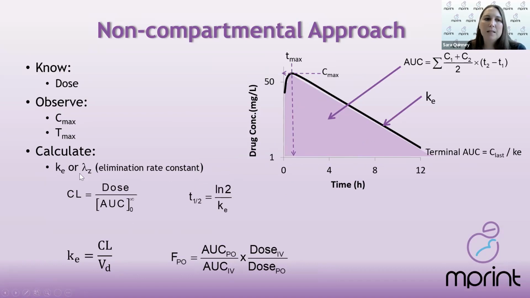And then using this information and the dose, you can calculate the clearance as dose over AUC, or dose times bioavailability over AUC, and a half-life, which is the natural log of 2 over your elimination rate constant, as well as the volume of distribution, if you know what that elimination rate constant is.